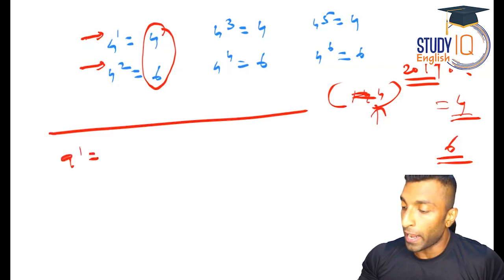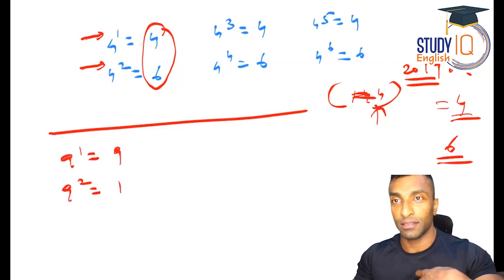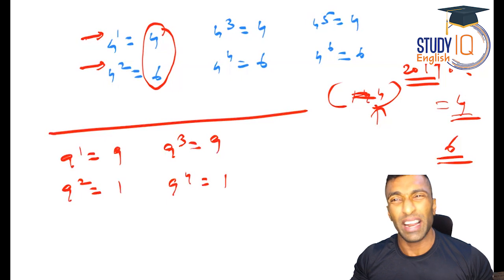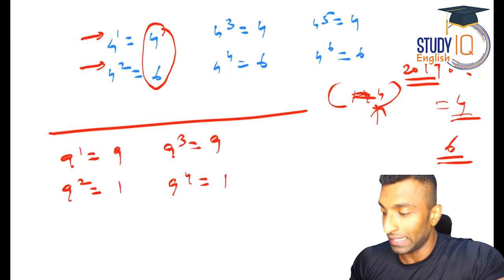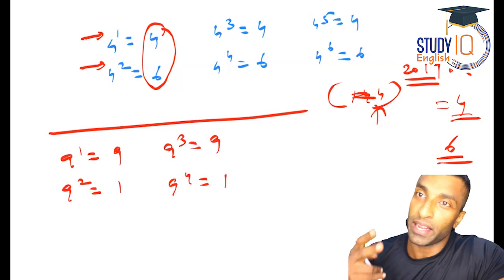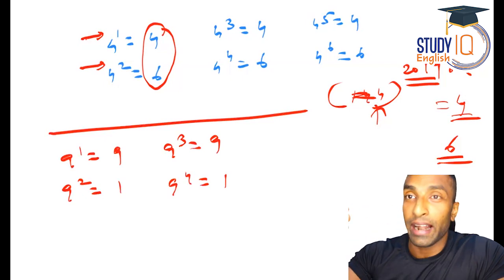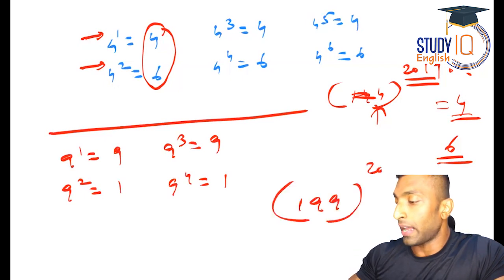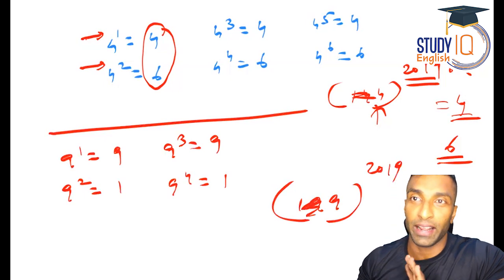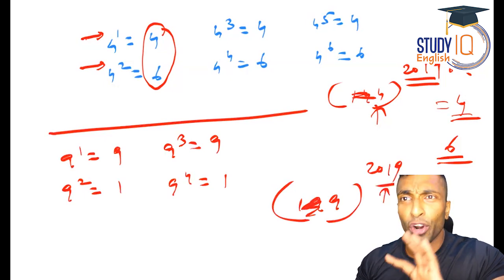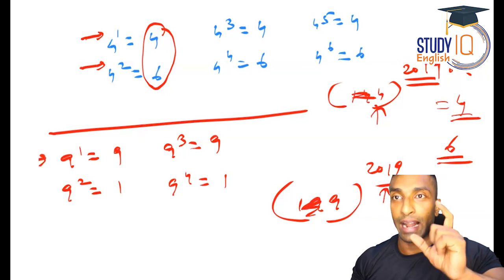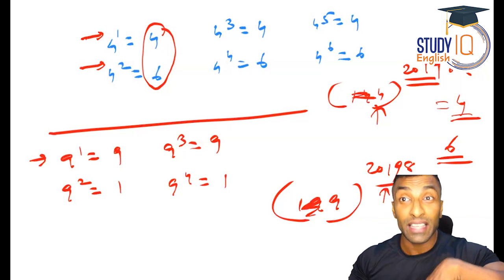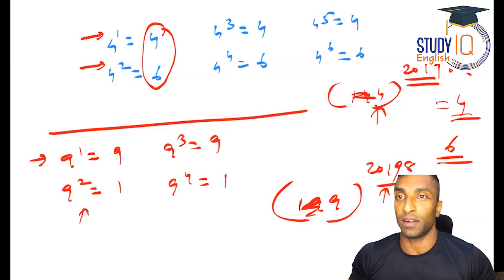9 raised to 1, 9. 9 square, 81, 1. 9 cube, 9. 9 raised to 4, 1. I don't want to waste my time and your time also repeating the same. In case of 9 also, the power cycle is 2. That means there are only 2 possibilities, 9 and 1. So what do you need to look for? Like I got a question, 199 raised to 2019. This is not important for me. Number ending in 9, that's enough. Look for power, odd or even. Here it is odd. That means 9. If it is odd, 9. If it is even, let's say 2018, now it is even. Then it is going to be 1.